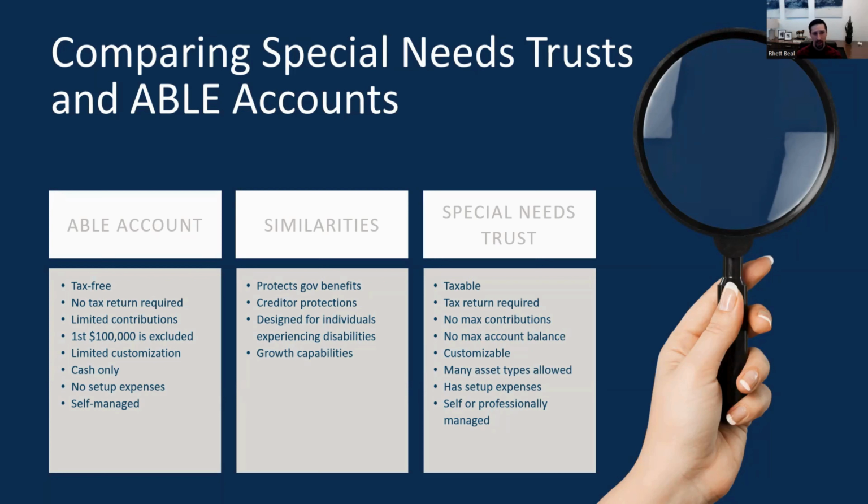And special needs trust, there is no max account balance. It can be $1 million, $2 million, $3 million. It can be much higher than those ABLE accounts.